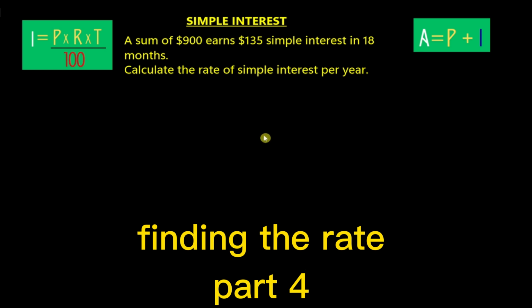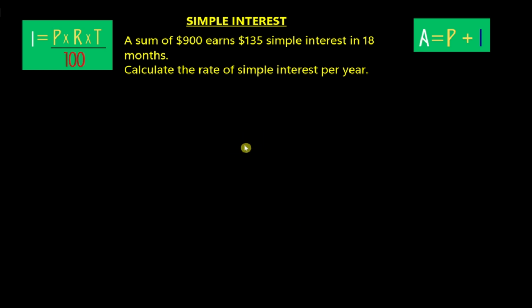Now let's consider this question on simple interest. Before you can solve a question on simple interest, you must know these two formulas. The first one is I, the interest, equal to P, the principal, times R, the rate, times T, the time, over 100. And also A is equal to P plus I.